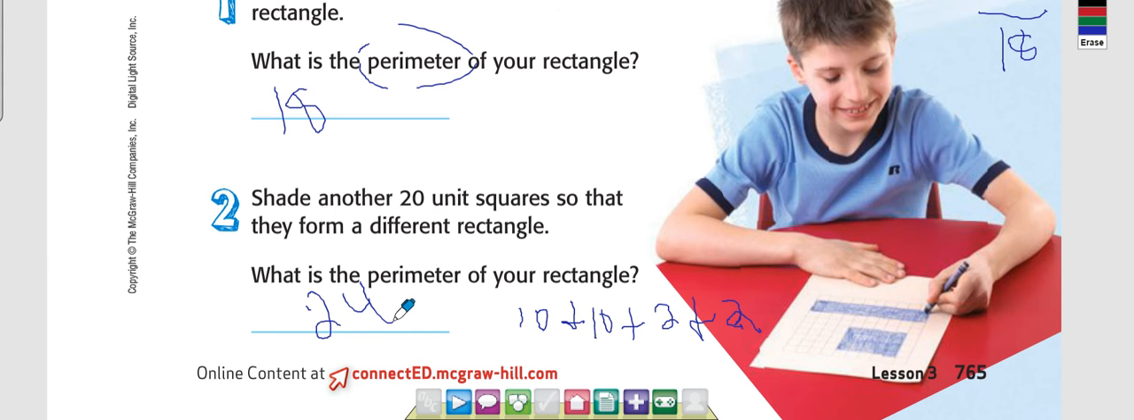So I can conclude from this that even though both rectangles have the same area, they're going to have different perimeters.